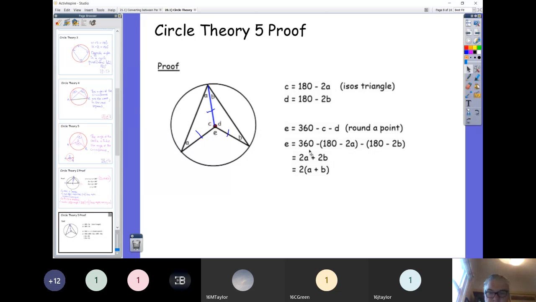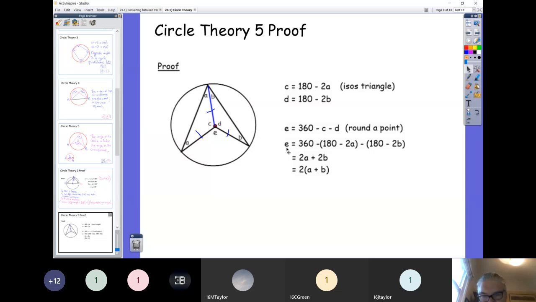Now you then just need to be very careful with your signs. This is 360 minus 180, but we're minusing a minus 2A, which is adding a 2A. So this is 360 minus 180, add 2A. And then over here, we're minusing 180, but minus times minus 2B is plus 2B. So overall, what we've got is 360 minus 180, add 2A, minus 180, add 2B. The 360 minus 180 disappears, leaving us with 2A plus 2B. So if we factorize that, we get 2(A+B).